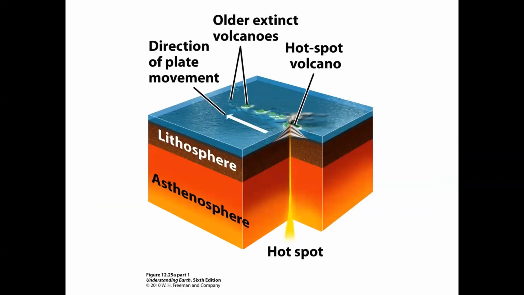Here's a zoom in on that diagram. So if you have a hotspot and your plate is moving in this direction, it's going to build a volcano, and then your plate is going to shift. The whole plate is going to shift, and then you would build another volcano on that section of plate. And your plate is going to shift, and you build a new volcano on that section of plate.